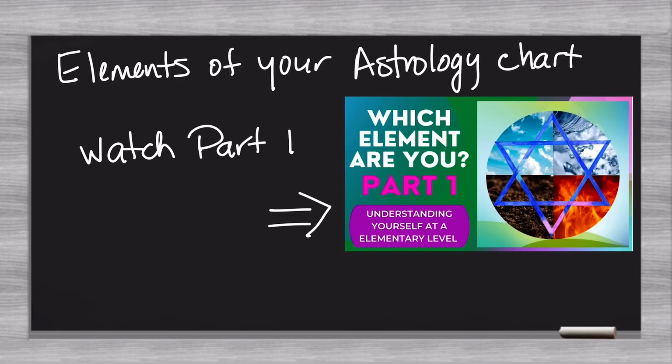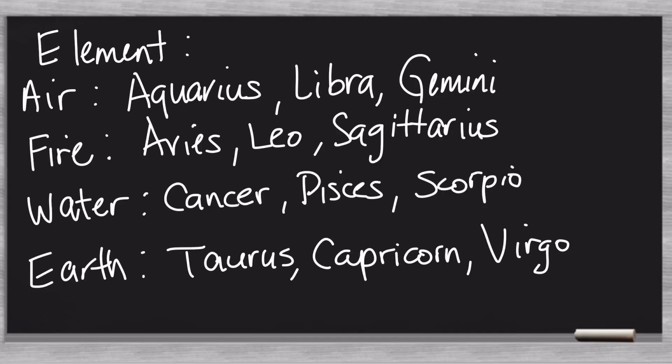Elements of your astrology chart. Before we begin, there's a part 1 of this video, which goes into the basics of elements and how to look at your chart, so please do watch that video. So the elements. This is just a little recap before we get into analyzing charts. Air: that's Aquarius, Libra, Gemini. Fire is Aries, Leo, Sagittarius. Water: Cancer, Pisces, Scorpio. And earth: Taurus, Capricorn, and Virgo.